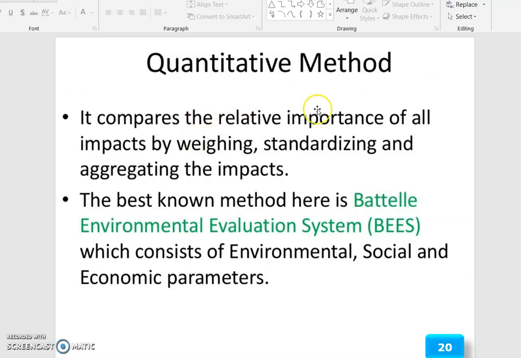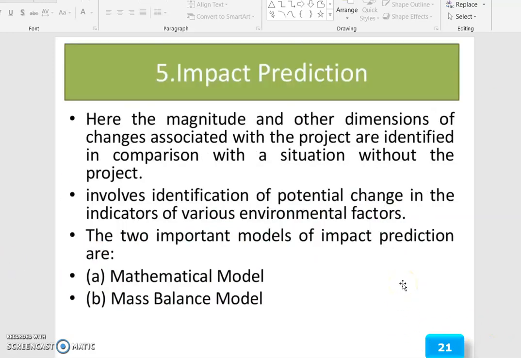Then quantitative methods compare the relative importance of all impacts by weighing, standardizing, and aggregating the impacts. The best known method here is the Battelle Environmental Evaluation System, which consists of environmental, social, and economic parameters.